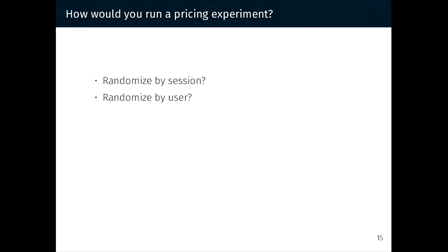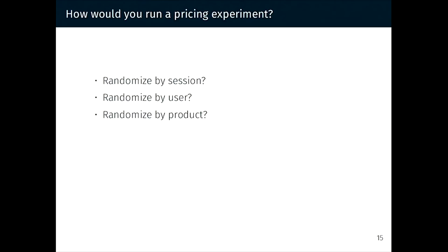Also, you might feel that's a little bit unethical to charge one person something and another person a higher price for the same thing at the same time. And it is important to think about ethics when you're running experiments in the real world on real people. So maybe we don't want to randomize by user. Maybe a creative idea is to randomize by product instead.